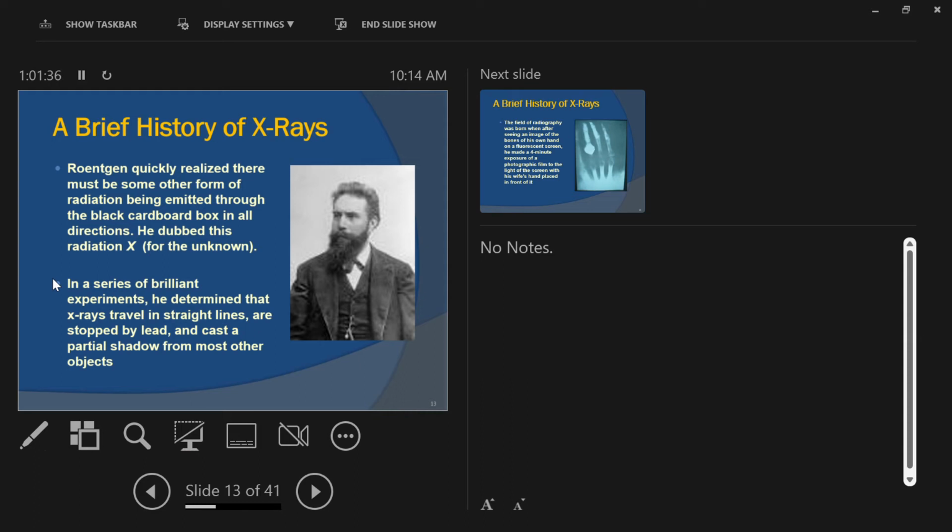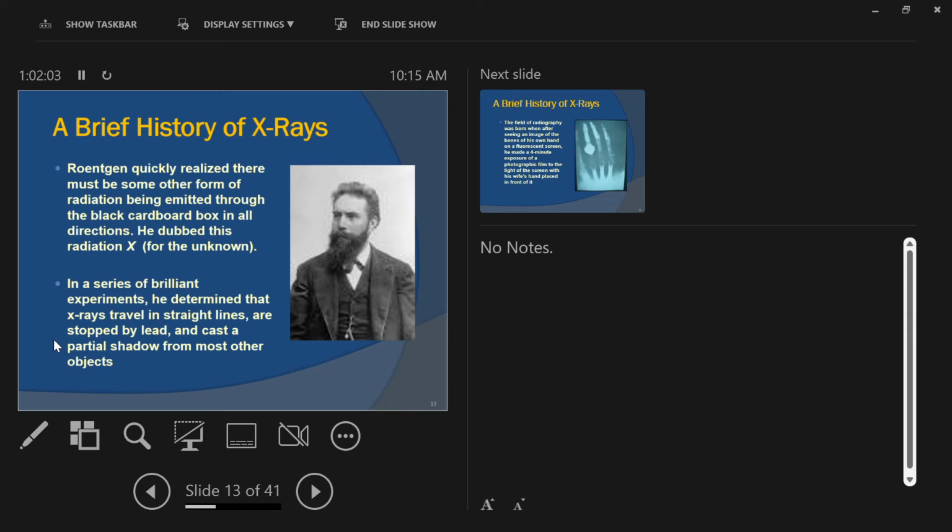So Röntgen discovers that X-rays travel in straight lines, unlike visible light. X-rays are stopped by lead. X-rays could cast a shadow. You could take that fluorescent card that he noticed would light up, put your hand in the way of the card, and notice that anywhere your hand was, the card wasn't lighting up. So he could cast a shadow of his hand on the card.